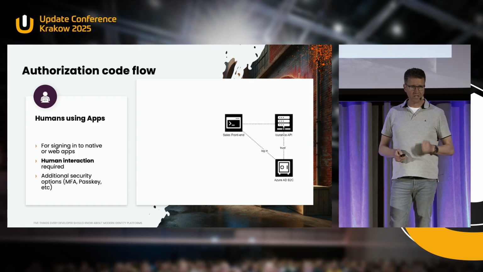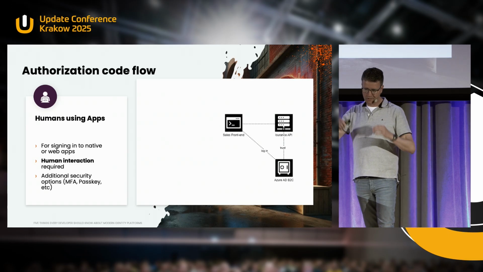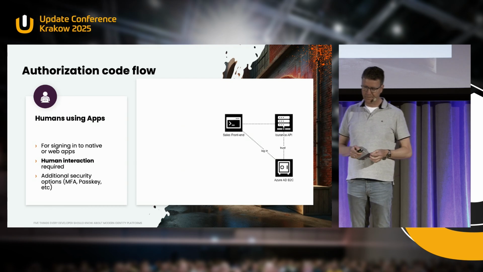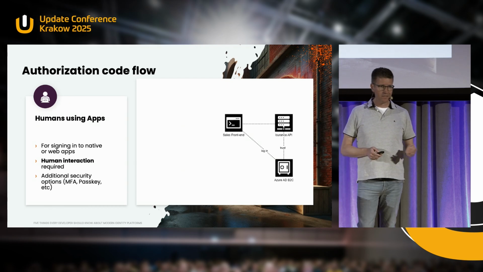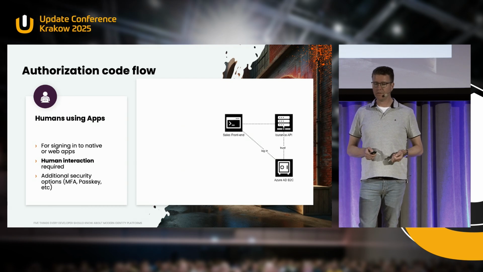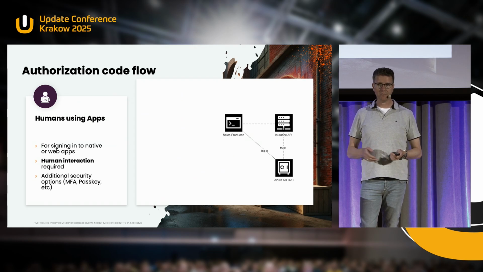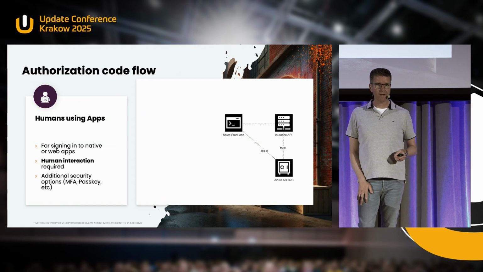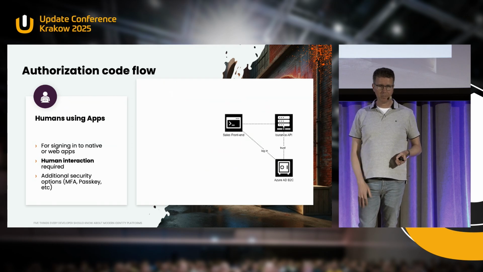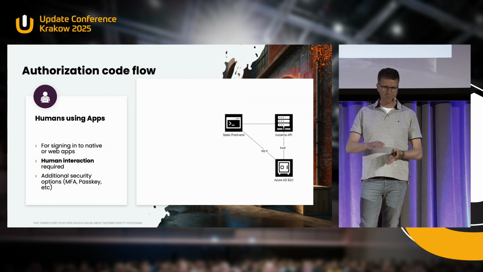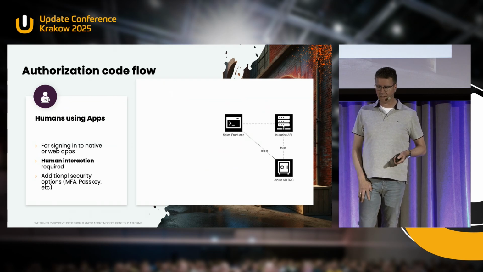Well, the authorization code flow is a little bit more complicated, but I'll try to simplify it as much as possible. The situation here is that a human wants to access a web resource, for example, and this will involve some kind of interaction. So a user typing in their name, or maybe providing a passkey authorization, whatever. But there's always a human being involved in this flow.